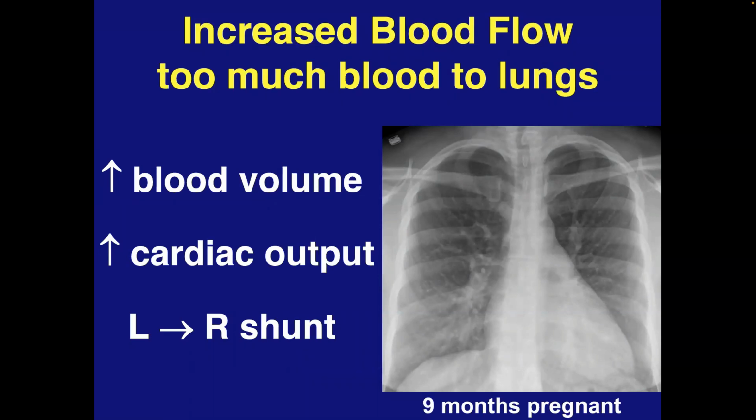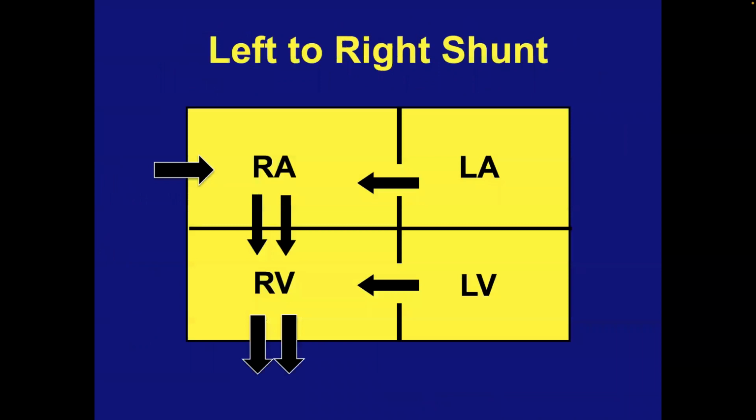And from a congenital standpoint, we think about left to right shunts, whereby blood that should be going out the aorta instead is diverted over to the right side of the heart and goes out the pulmonary circulation.